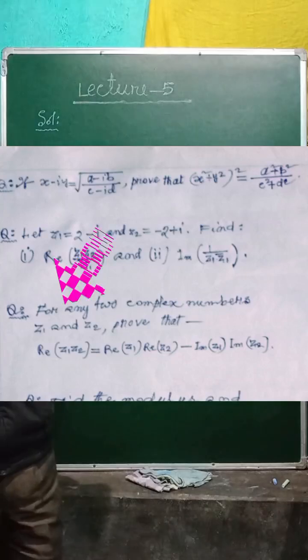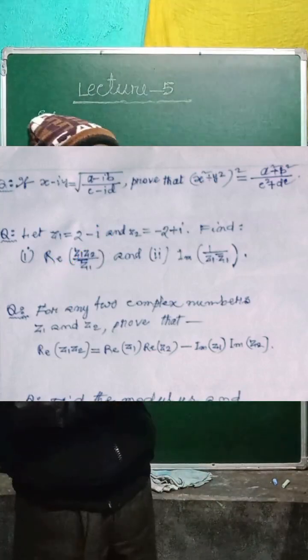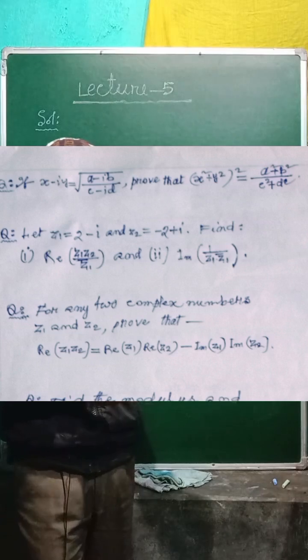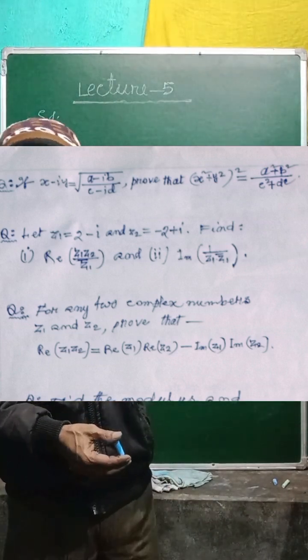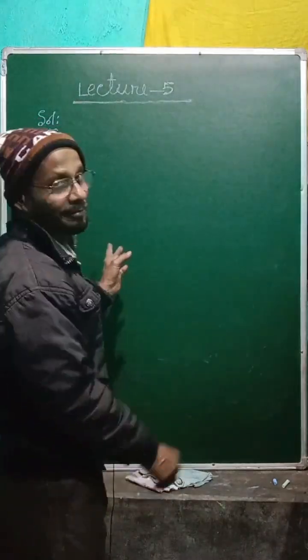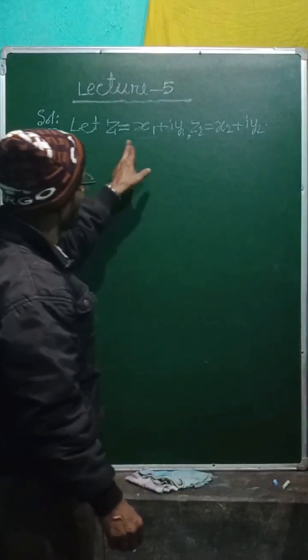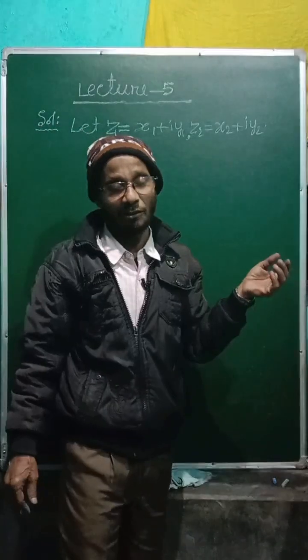For any complex number z1 and z2, we have to prove that the real part of the product of z1 and z2 is equal to real part of z1 into real part of z2 minus imaginary part of z1 into imaginary part of z2. Okay, let us see the solution. Means it is a proof actually. Let z1 is equal to x1 plus iota y1 and z2 equal to x2 plus iota y2.